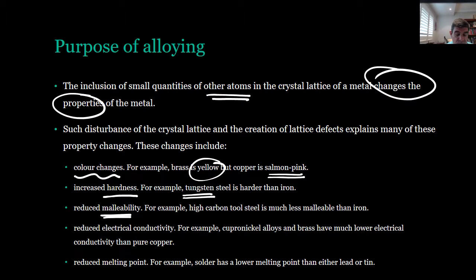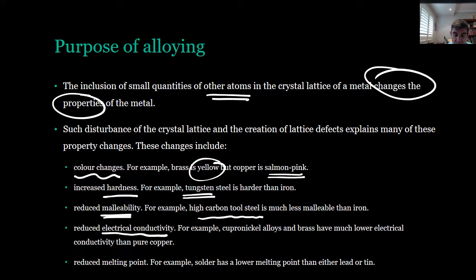We can reduce the malleability, the ability of the material to be shaped. The high carbon tool steel is less malleable than iron, so it's not as easy to work with. It doesn't shape quite as well, but that can increase its strength.